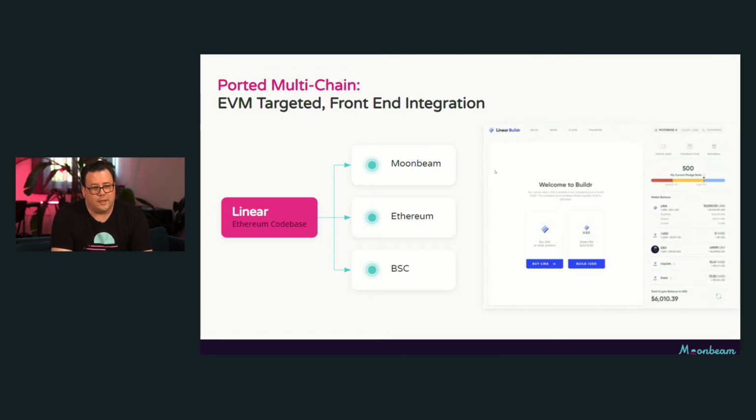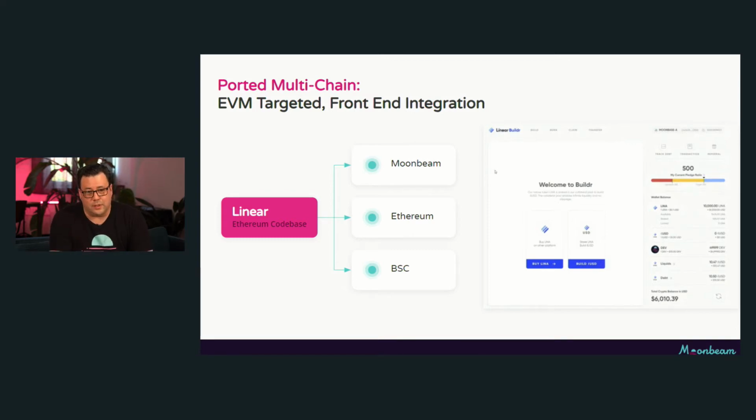And this is where the EVM targeted part comes in: each of these 3 deployment destinations is an Ethereum-like chain. What that allows them to do is take more or less a single code base and deploy it 3 times, right? They can deploy it to Moonbeam, to Ethereum, to BSC, and minimize the amount of engineering effort it takes to support these different chains. But then they're in 3 different places, so they can service the users, assets, and different use cases on these different chains.